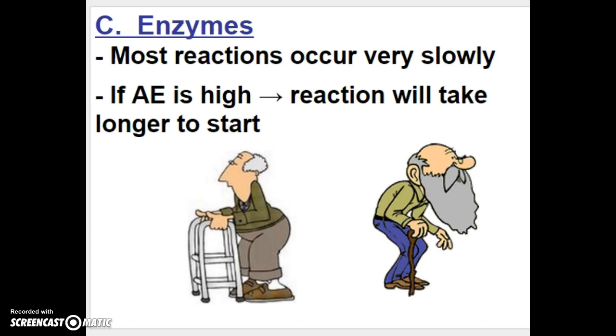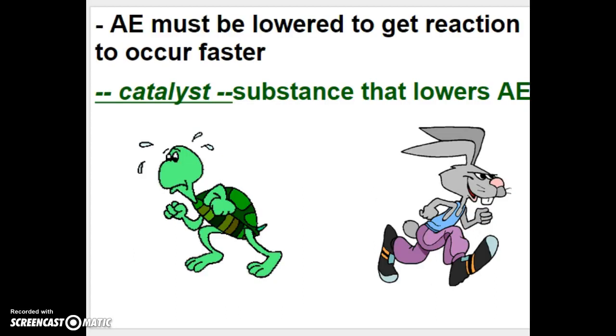Now, enzymes. These are helpers to chemical reactions. Most chemical reactions occur pretty slowly, especially inside our own bodies. We need those chemical reactions to take place right now to get the energy that we need to perform life's functions. So if the activation energy is very high, that reaction is going to take longer to start. So what enzymes do is they kind of act like the biological coach of a chemical reaction.